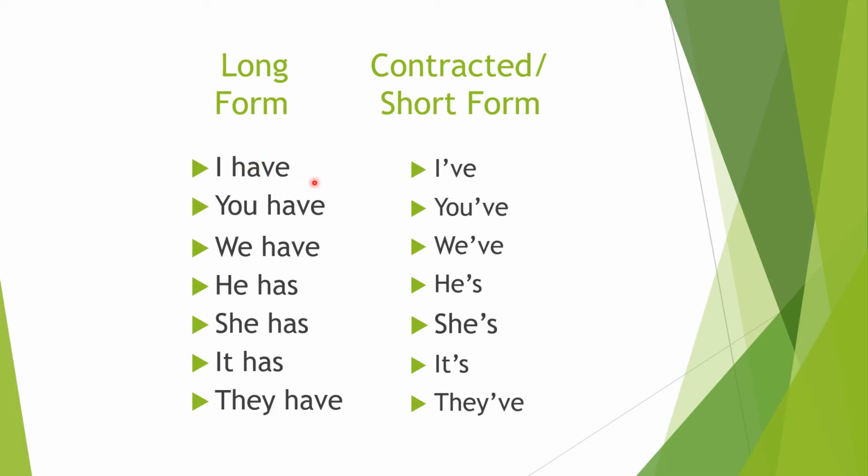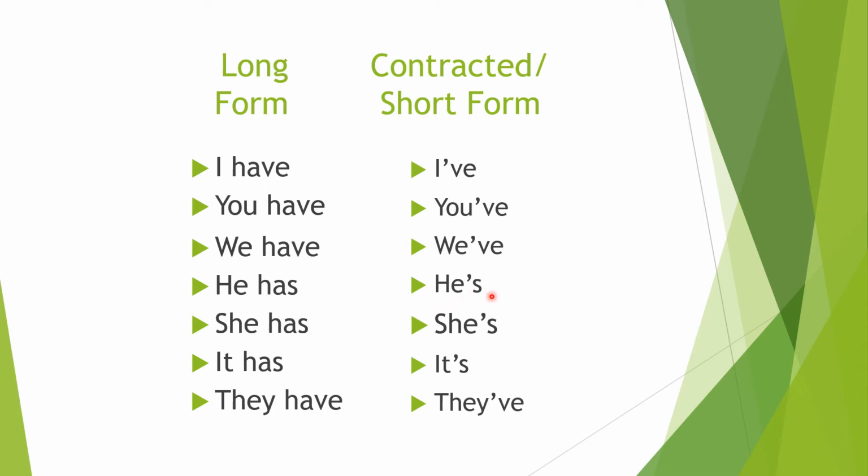So, I have, I've. You have, you've. We have, we've: we, apostrophe, ve. He has, he's. He is, he's. She has, she's. It has, it's. They have, they've. Now how will you come to know whether it's 'he is' or 'he has'?